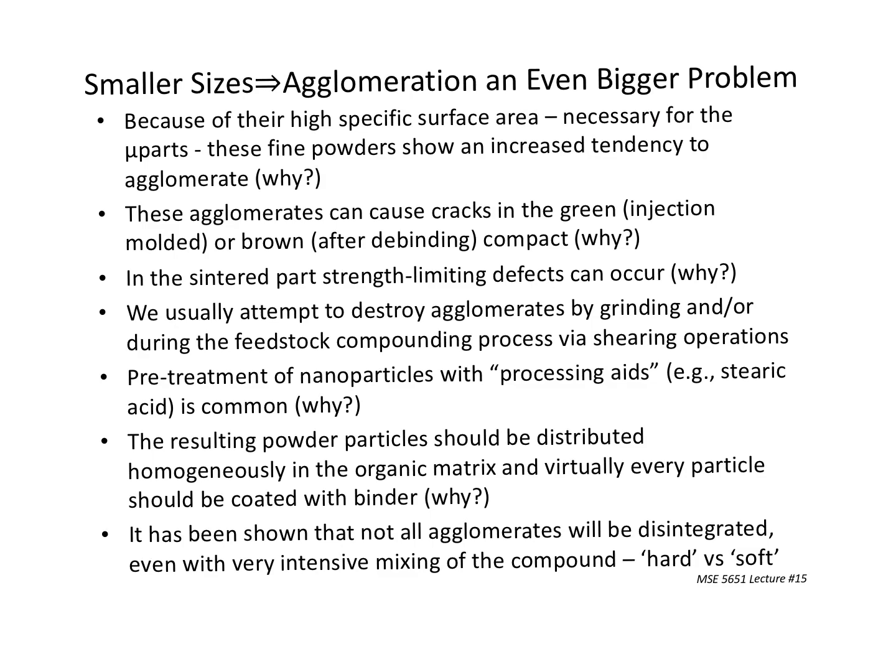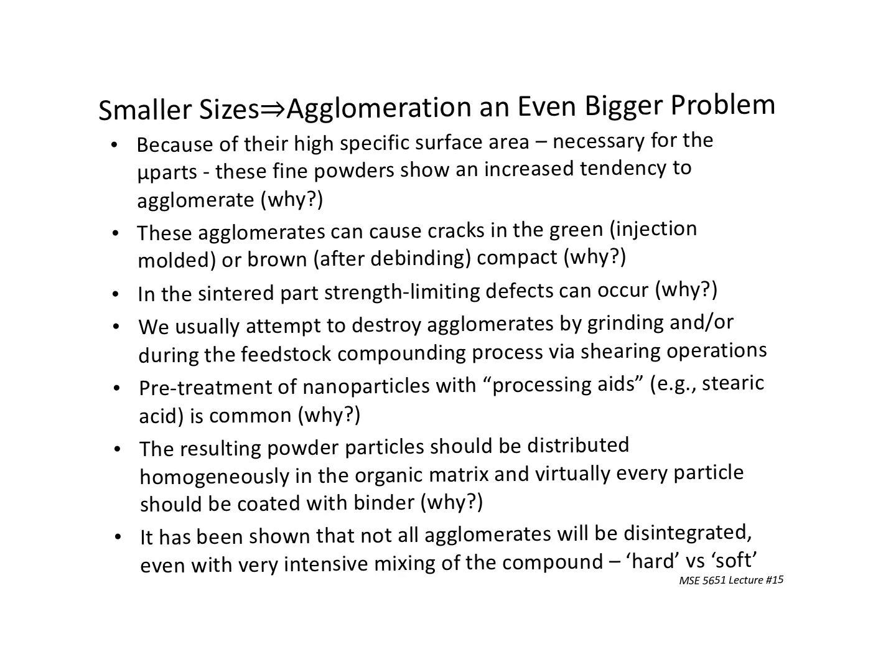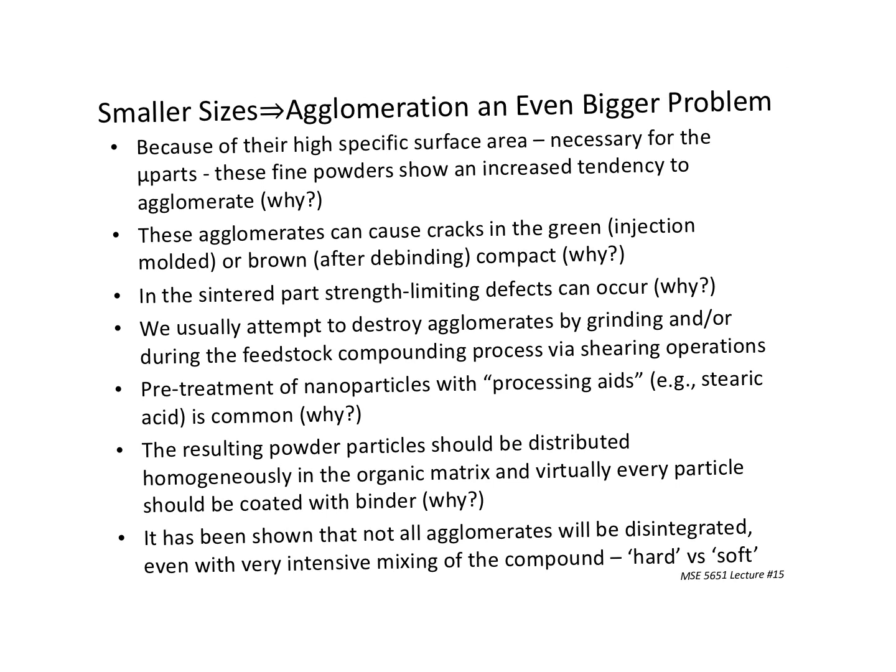When you have these smaller particle sizes, agglomeration is an even bigger problem than it was before. All right. So because of their high surface area, they show an increased tendency to agglomerate. Why is that? Because the particles are small, meaning that surface forces and their ability to act on these tiny particles is larger. You have a big particle, surface forces aren't so important, but tiny particles, those guys can get very close together and get stuck into that energy well.